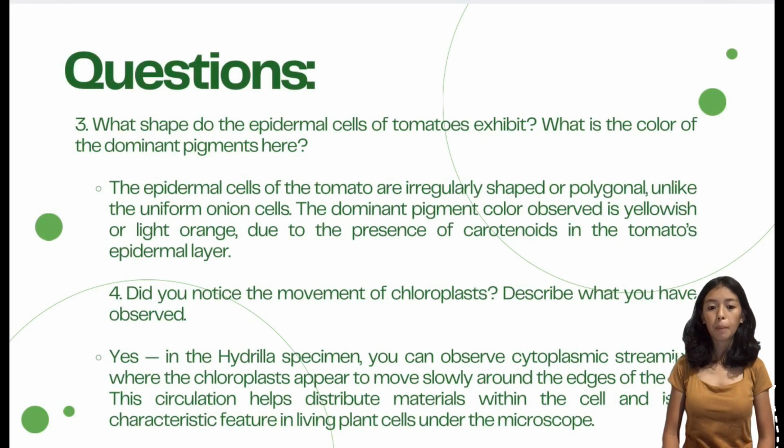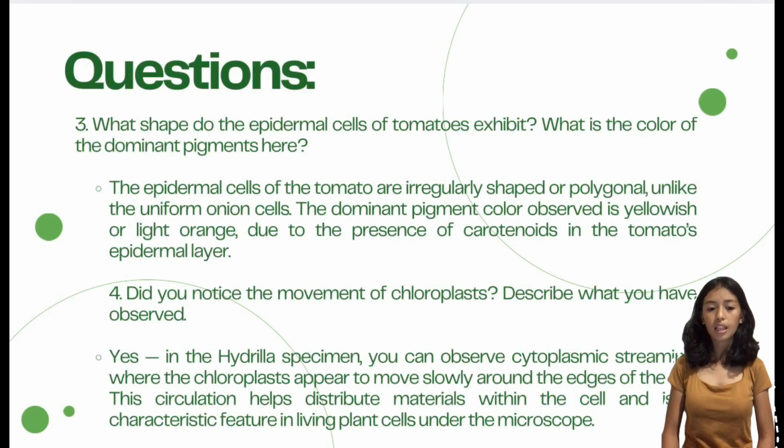Number 3. What shape do the epidermal cells of tomatoes exhibit? What is the color of the dominant pigments here? The epidermal cells of the tomato are irregularly shaped, polygonal, unlike the uniform onion cells. The dominant pigment color observed is yellowish or light orange due to the presence of carotenoids in the tomato's epidermal layer.